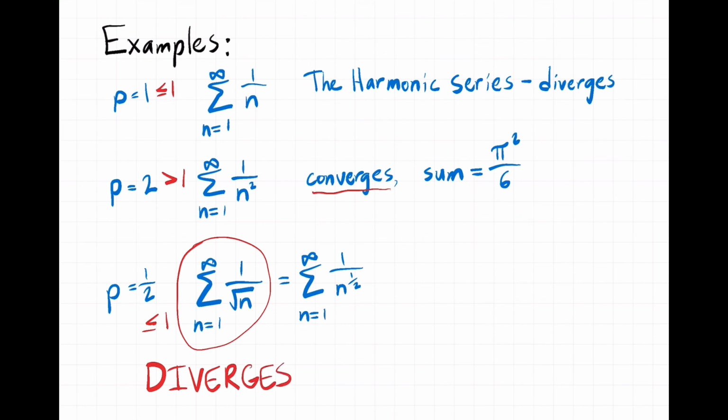How about one more example? The sum, as n goes from 1 to infinity, of 1 over n to the pi power. Well, pi is greater than 1, so this p-series converges.